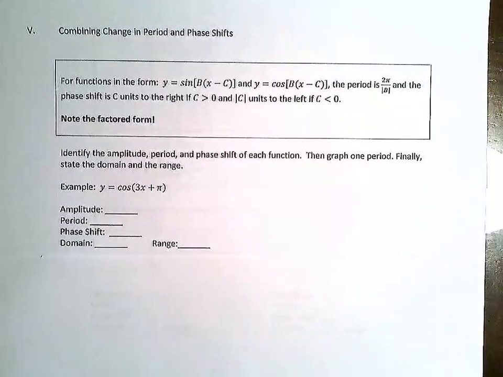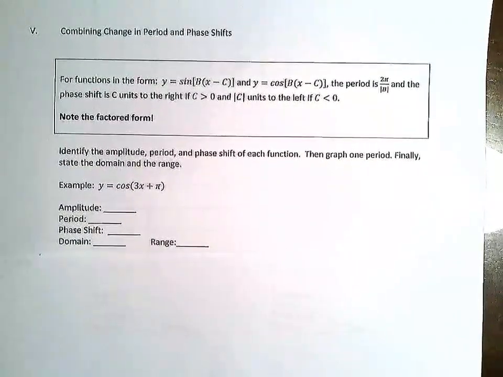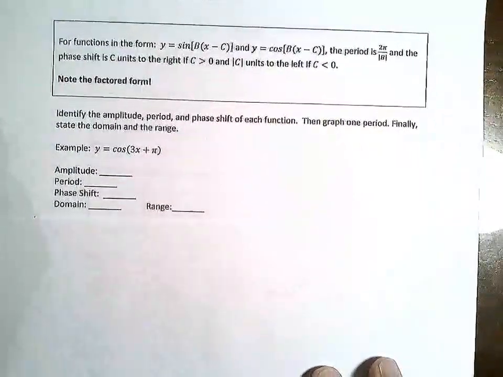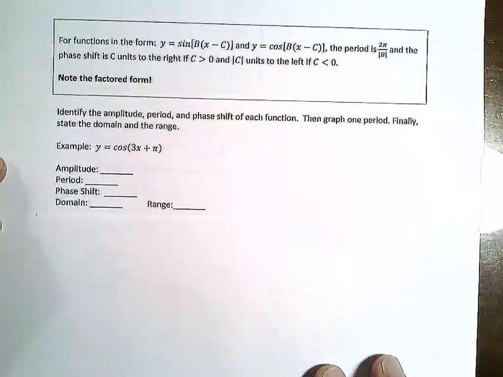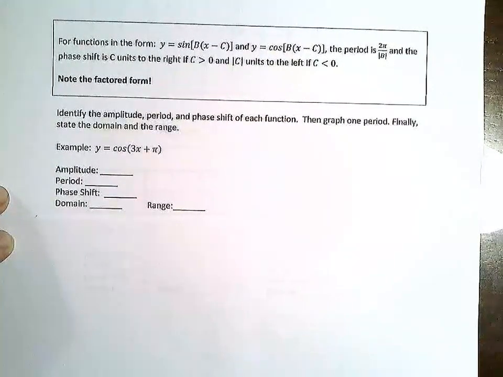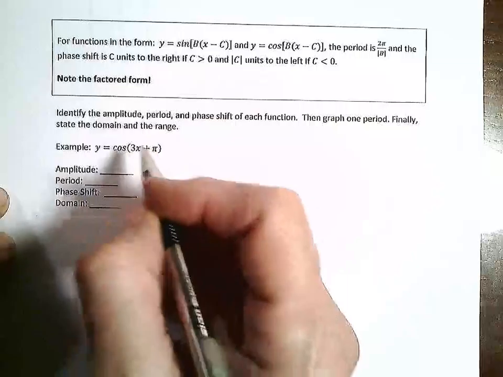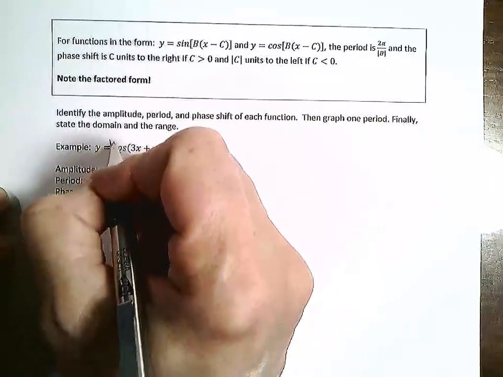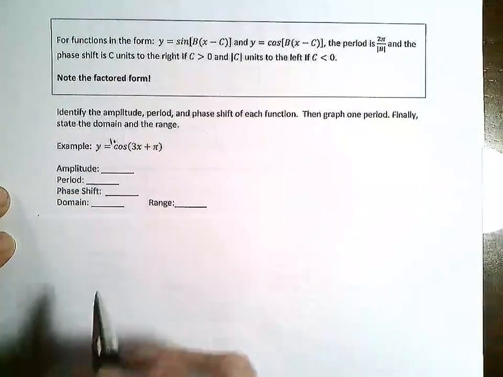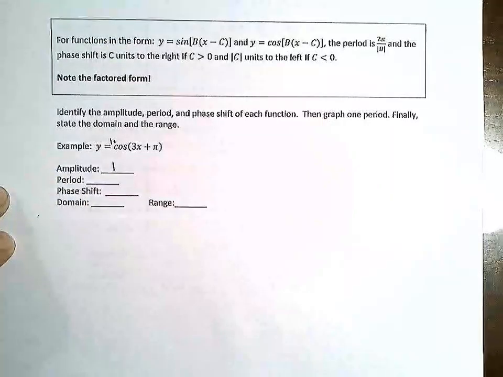In this particular problem, we're going to identify the amplitude, the period, and the phase shift of this function, and then we'll graph one period. So we're going to start out, first of all, by stating the amplitude. The amplitude, remember, comes from the coefficient of the cosine out here in front. So the absolute value of 1 is just 1.